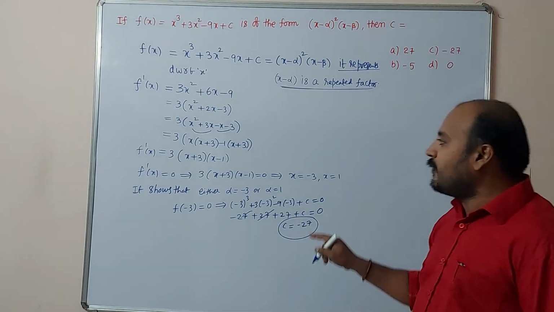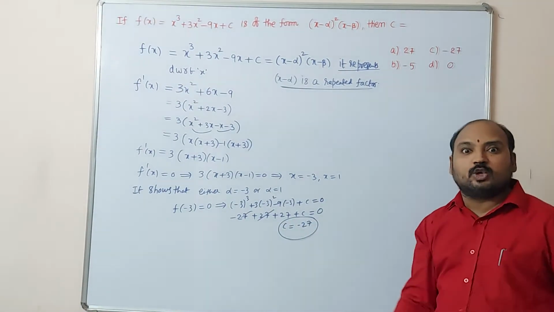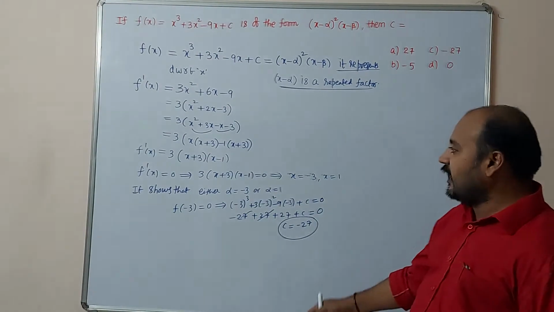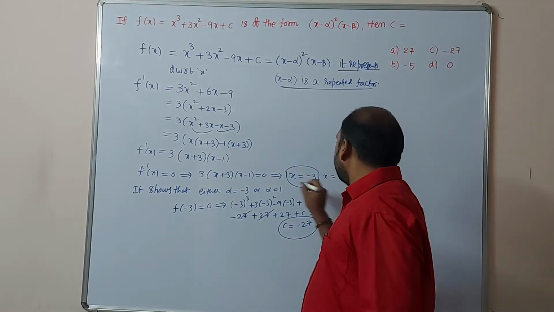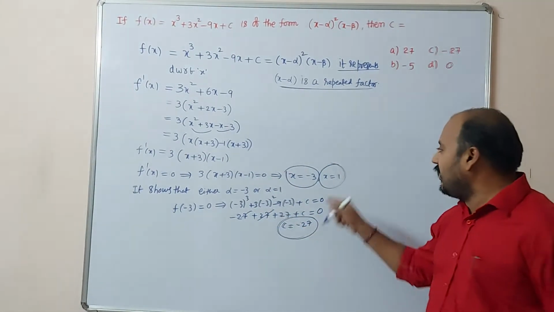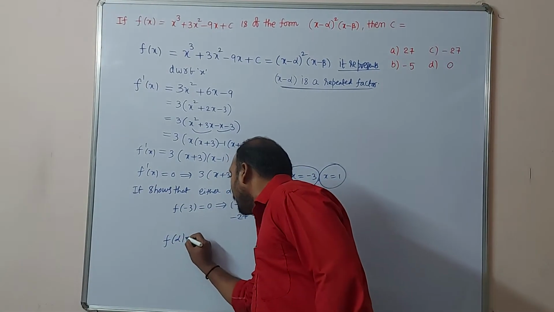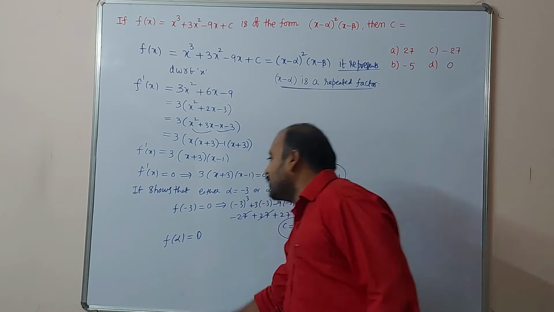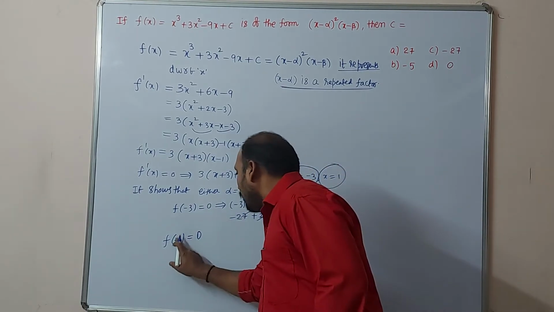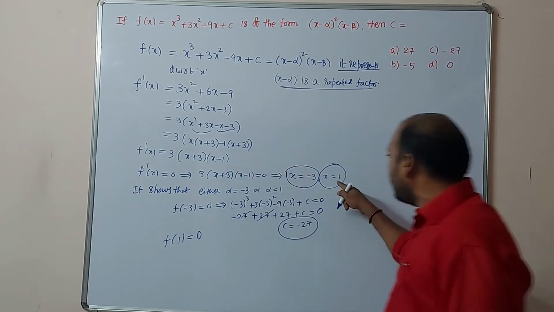Not only this one, but we will also check x is equal to 1. Why? Because both options are there. Here two possibilities we have. We need to verify alpha is equal to 1 also. So f of alpha is equal to 0. Alpha value is what here? Alpha is equal to, in the second case, 1.